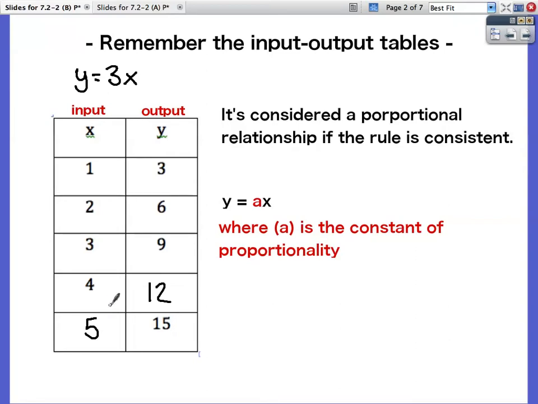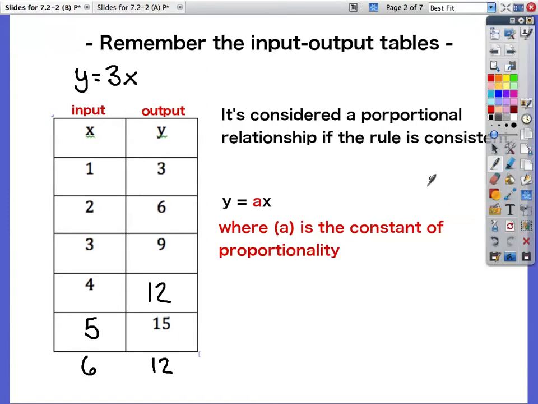But if we were to add something that wasn't consistent to this relationship, like 6 and 12, for example, it's no longer proportional because 6 times 2 is 12, 6 times 3 is 18. So this right here broke the rule. So if 6 and 12 was in this table, it would be inconsistent and it would not be proportional. But because it's not in the table, I just added it, we can say this relationship is consistent because the rule is not broken.